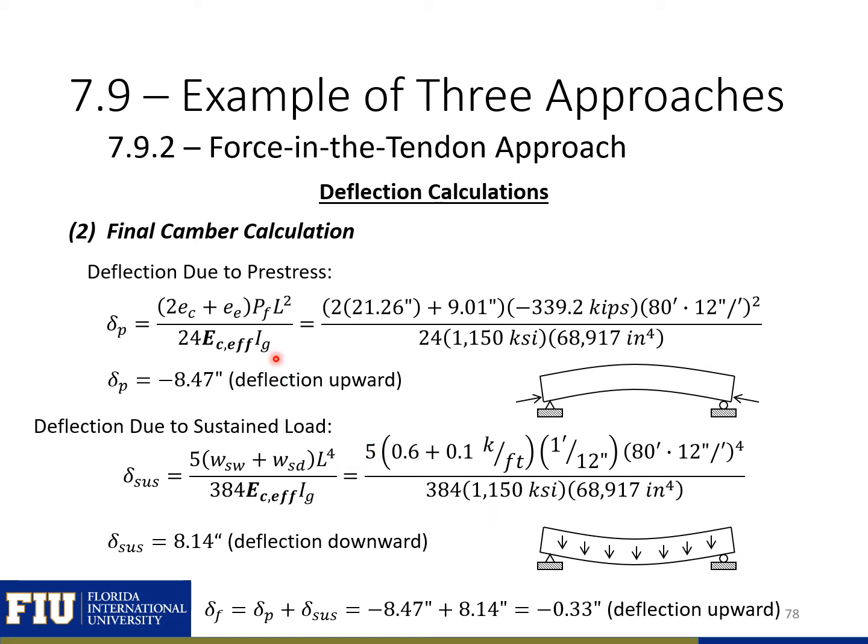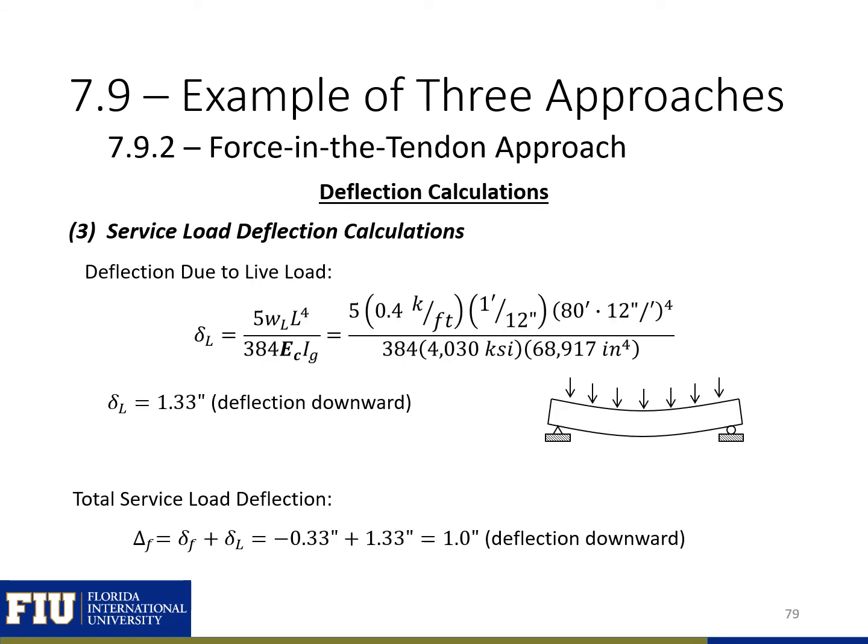We can find our deflections here just by plugging in all of our known values and our gross section properties. We can also note that if we're looking at final time, we're going to use our pre-stress force after all of our pre-stress losses, so P sub F, so we plug in that there as well. And we can find an initial deflection due to our pre-stressing about 8.5 inches upward, and our deflection from our self-weight and our superimposed dead load is going to lead to about 8.14 inches of a downward deflection. If we add those together, we'll get a total deflection due to all of our pre-stressing and sustained loads of 0.33 inches, upward still, so upward deflection.